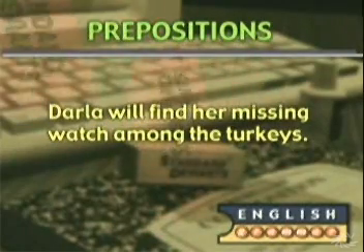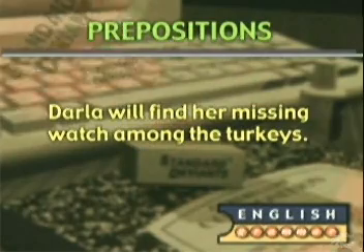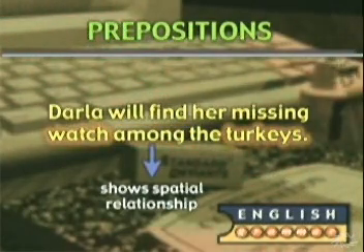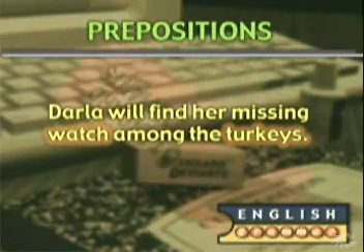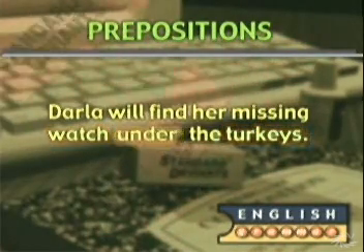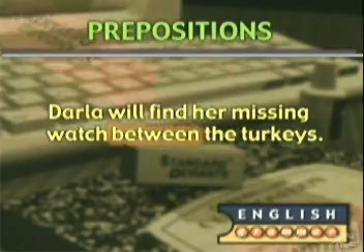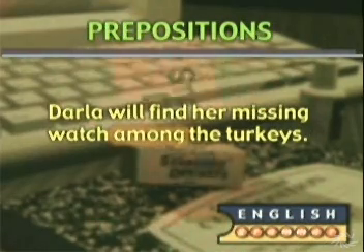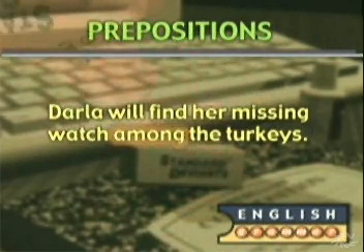Darla will find her missing watch somewhere among the turkeys. Our preposition here is among, and we can see that it's showing a spatial relationship between the two nouns, watch and turkey. The watch could be under the turkeys, between the turkeys, or heaven help us, inside a turkey. But because we use the preposition among, we know exactly where Darla needs to look to find her missing watch.